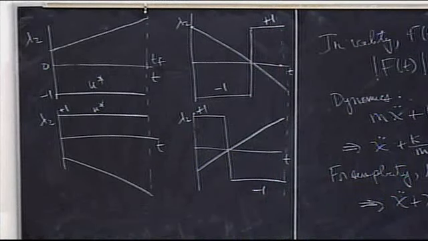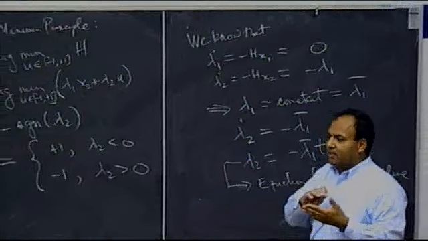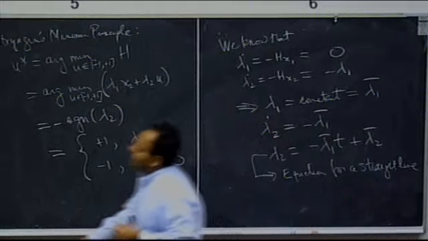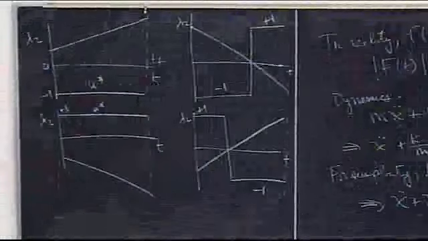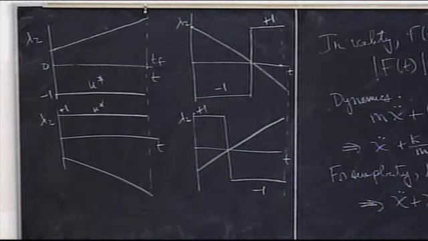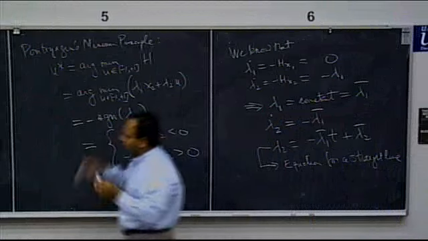Because let's take the case where lambda 2 were identically 0. If this were identically 0, then this problem has no meaning. This problem has no solution whatsoever. It says that it's a condition that cannot exist. If lambda 2 were 0, that would mean that this thing would remain 0 the entire time, and the control would never take any effect on this problem whatsoever. So lambda 2 cannot be 0. It has to switch from positive to negative, or it has to be one sign or the other.